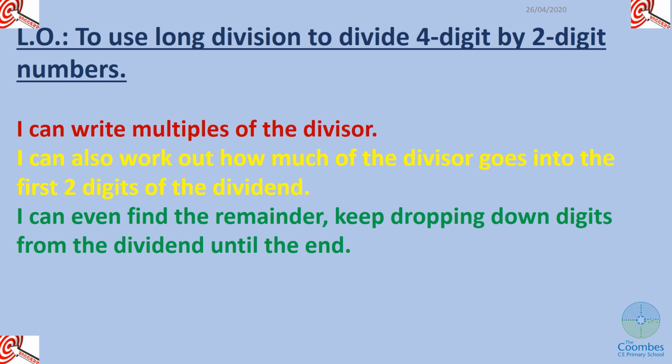Now, look at the learning objective: to use long division to divide 4-digit numbers by 2-digit numbers. There are 3 success criteria that I want you to learn in this lesson. The first is that you are able to write multiples of the divisor. The second is that you can work out how many of the divisor go into the first 2 digits of the dividend. And the third is that you can find the remainder, and keep dropping down digits from the dividend until the end.